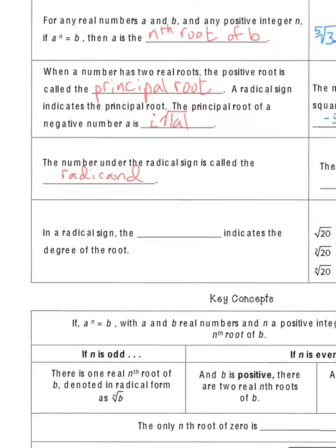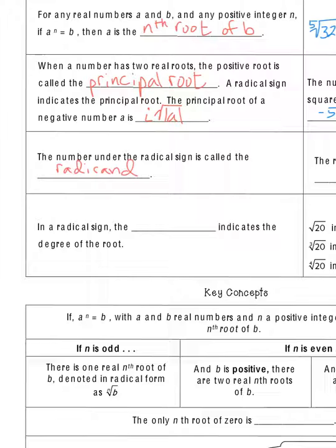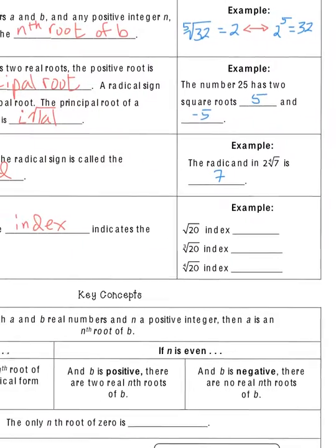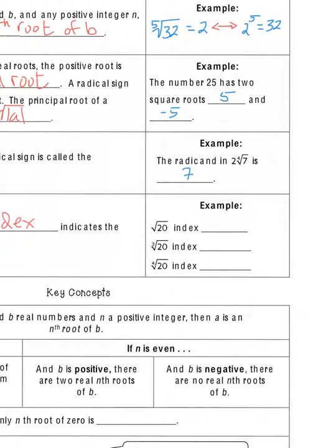All right, so then in a radical sign, the index, oops, let me get my pencil here. The index indicates the degree of the root. So over here, the index is this number here, here, and here. Because there's no number there, it's always understood that the index is 2. The cube root of 20, the index is 3. The 4th root of 20, that index is 4.